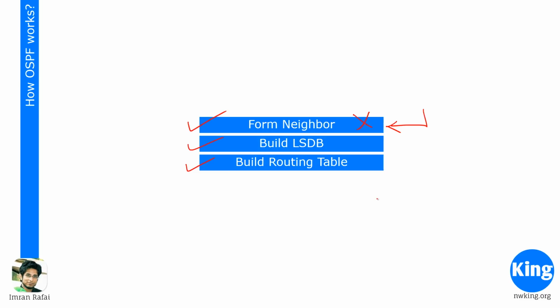Building the LSDB, you are not really doing anything as an administrator. Once the neighbors are formed, the LSDB gets updated by itself. The routing table gets updated by itself, right? This is all done by the OSPF device. You as an administrator are going to be bothered about neighborship. If neighborship is not forming, there's something that is wrong and you need to troubleshoot.